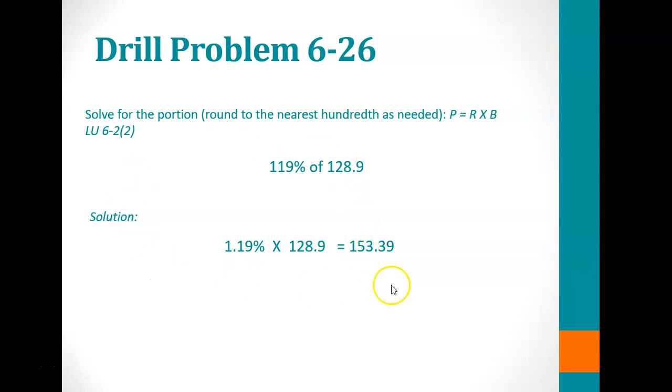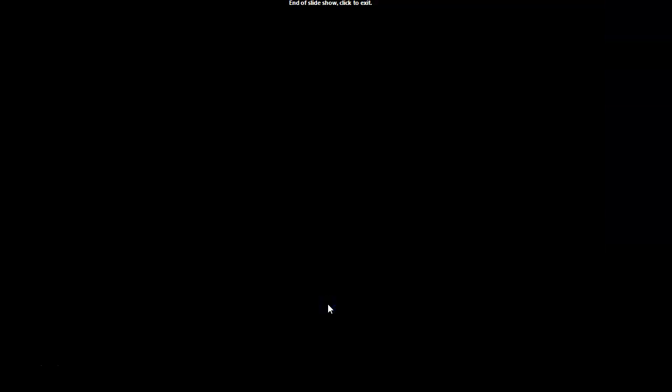So what does that mean? It means that 153.39 equals 119% of 128.9. So again, if you know any two of the three, the portion, the rate, or the base, you can solve for the unknown variable.